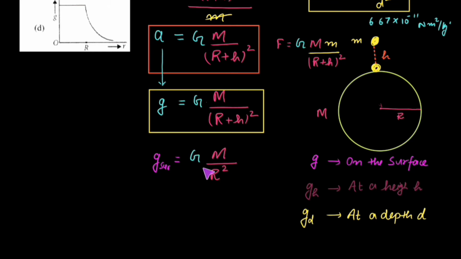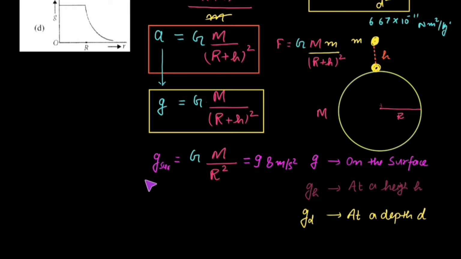In this equation, we can see that the value of G is constant everywhere. The value of capital M is the mass of Earth, which is also constant. And the value of R, which is the radius of the Earth, is also constant. If we put the values of these three constants in this equation, it comes out to be 9.8 meter per second square.